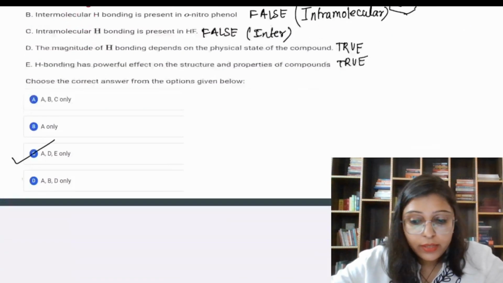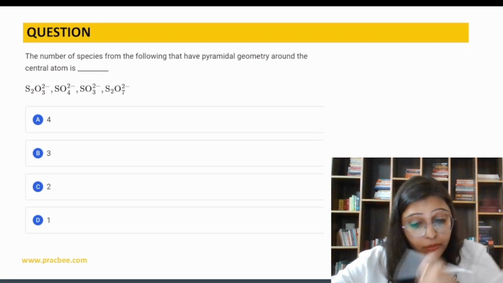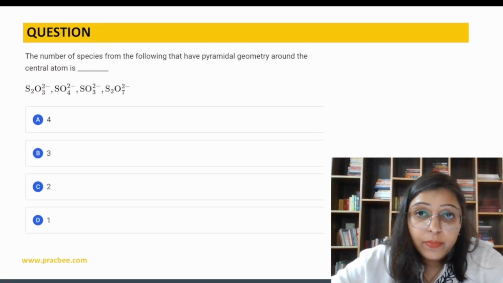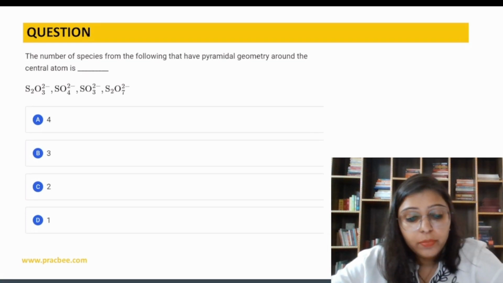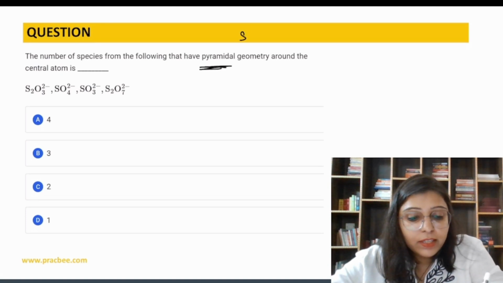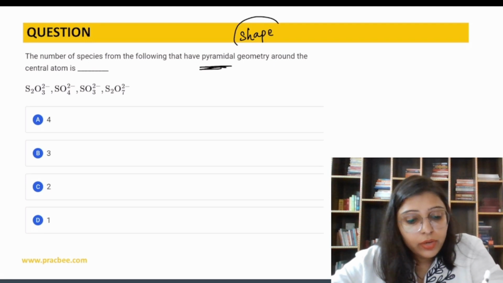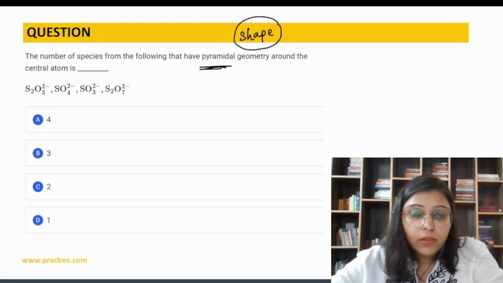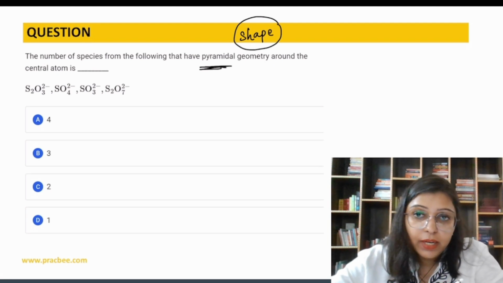Now let's do the next question. The number of species from the following that have pyramidal geometry around the atom. Pyramidal is basically a shape, so you have to find out the shape. How to find out the shape? Obviously, we have to find out the hybridization.